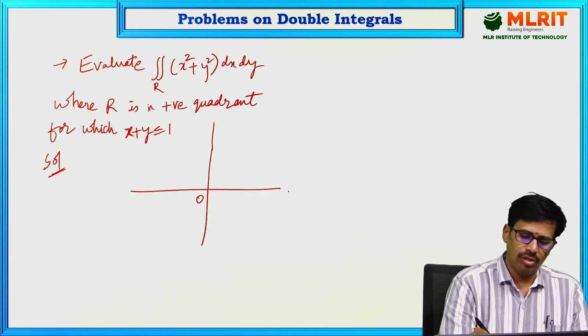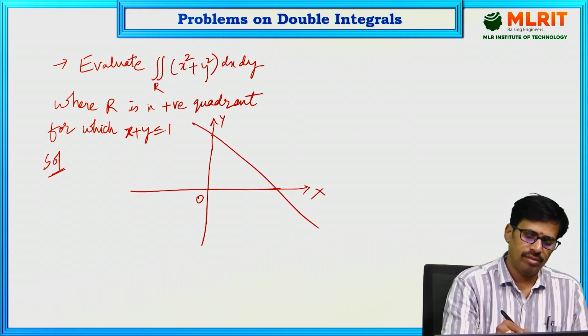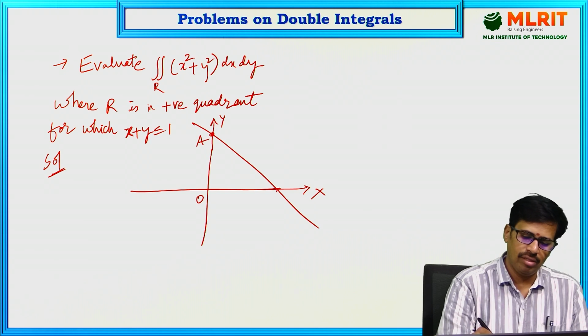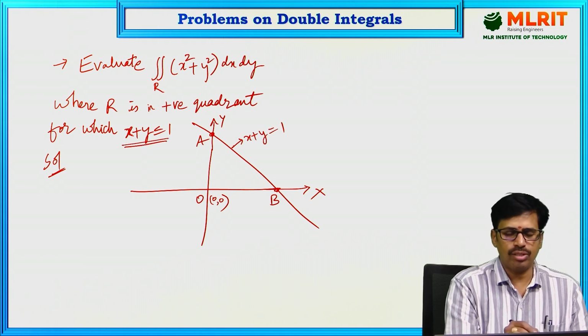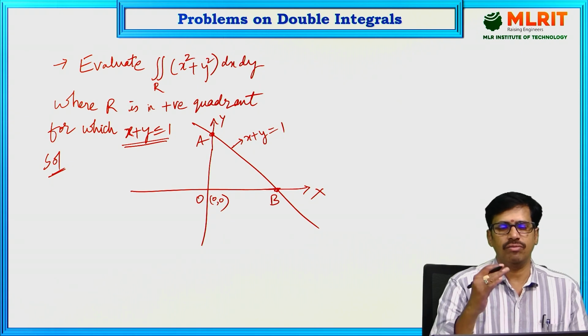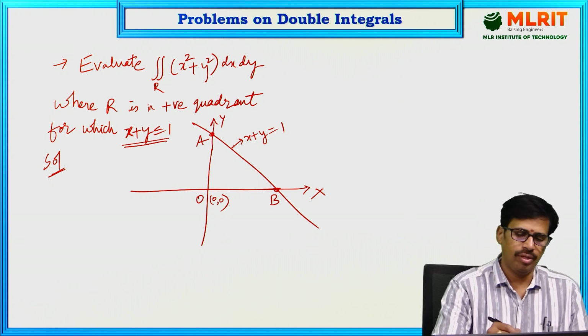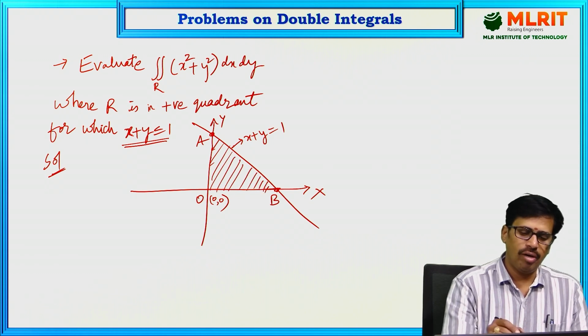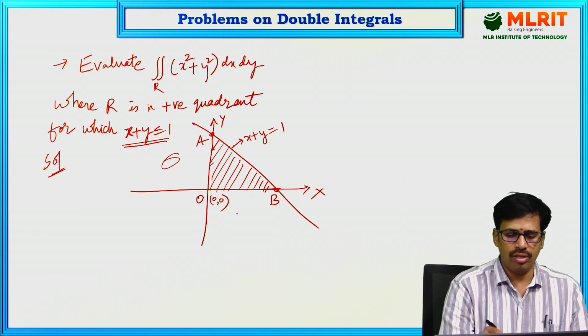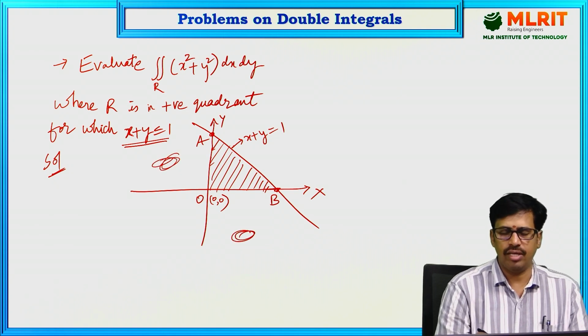This is origin, this is x axis, this is y axis, this is A, say this is B, this is origin 0 comma 0, and this line is given as x plus y equal to 1. Now the region is x plus y less than or equal to 1, means for this line towards the origin. This is the region of integration. Positive quadrant means only in the first quadrant. That's why the region is not in this areas, right?